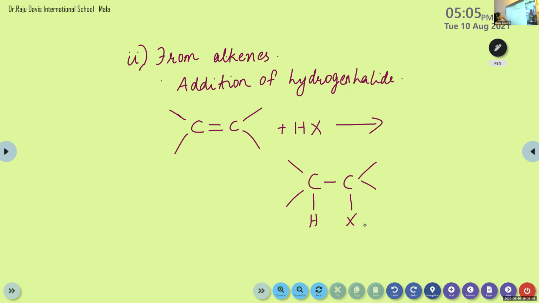Then here one more thing, both sides of this double bond are symmetrical in nature, right? Look at both sides of this double bond, they are symmetrical in nature. That means this carbon is substituted by the same groups. If this double bonded carbon is unsymmetrical in nature, that means different groups are there on both sides of this double bond, we will follow one rule, and it is known as Markovnikov's rule.